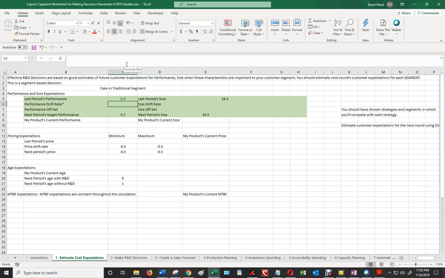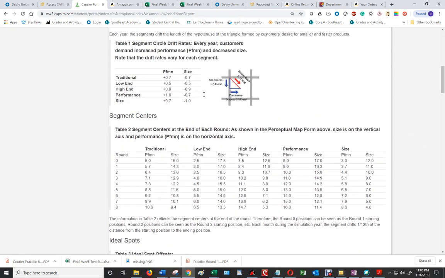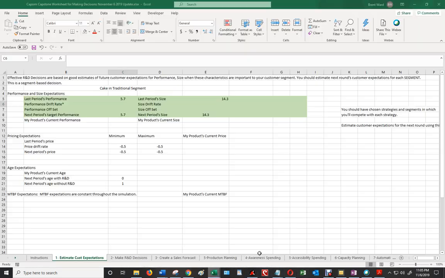Each time around, this changes the expected size and performance to a better performance and a smaller size. For that, you have to go into this industry conditions report and scroll down and see what's going to happen with it. We're in the traditional segment, so performance expectations will go up by 0.7 and size will go down by 0.7. So we go back into the spreadsheet and put plus 0.7, it's got to be a decimal here, okay, and minus 0.7.